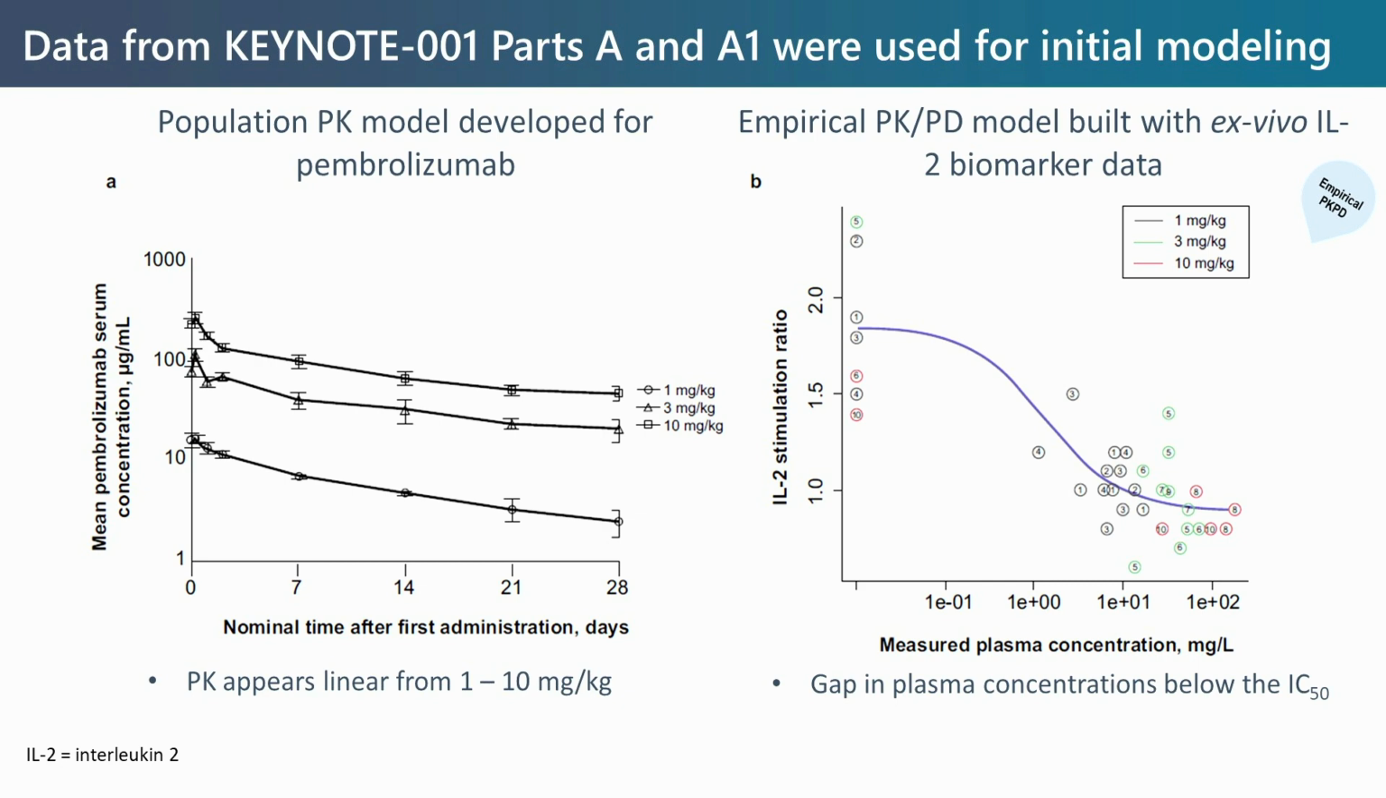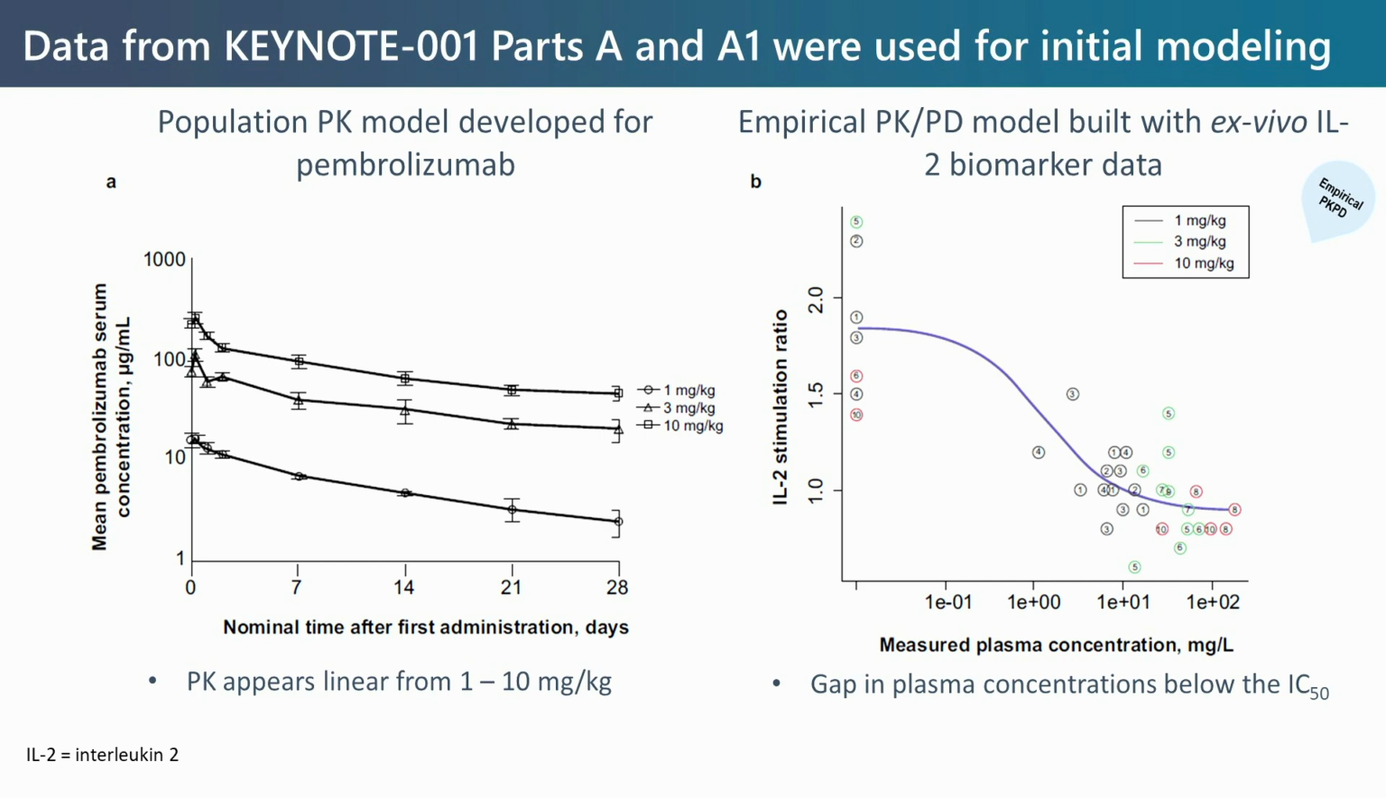As shown in the figure on the left, the PK of pembrolizumab appeared to be linear across this dose range. However, it is known that pembrolizumab PK becomes nonlinear at lower doses. Nevertheless, a population PK model was developed for pembrolizumab using this data.